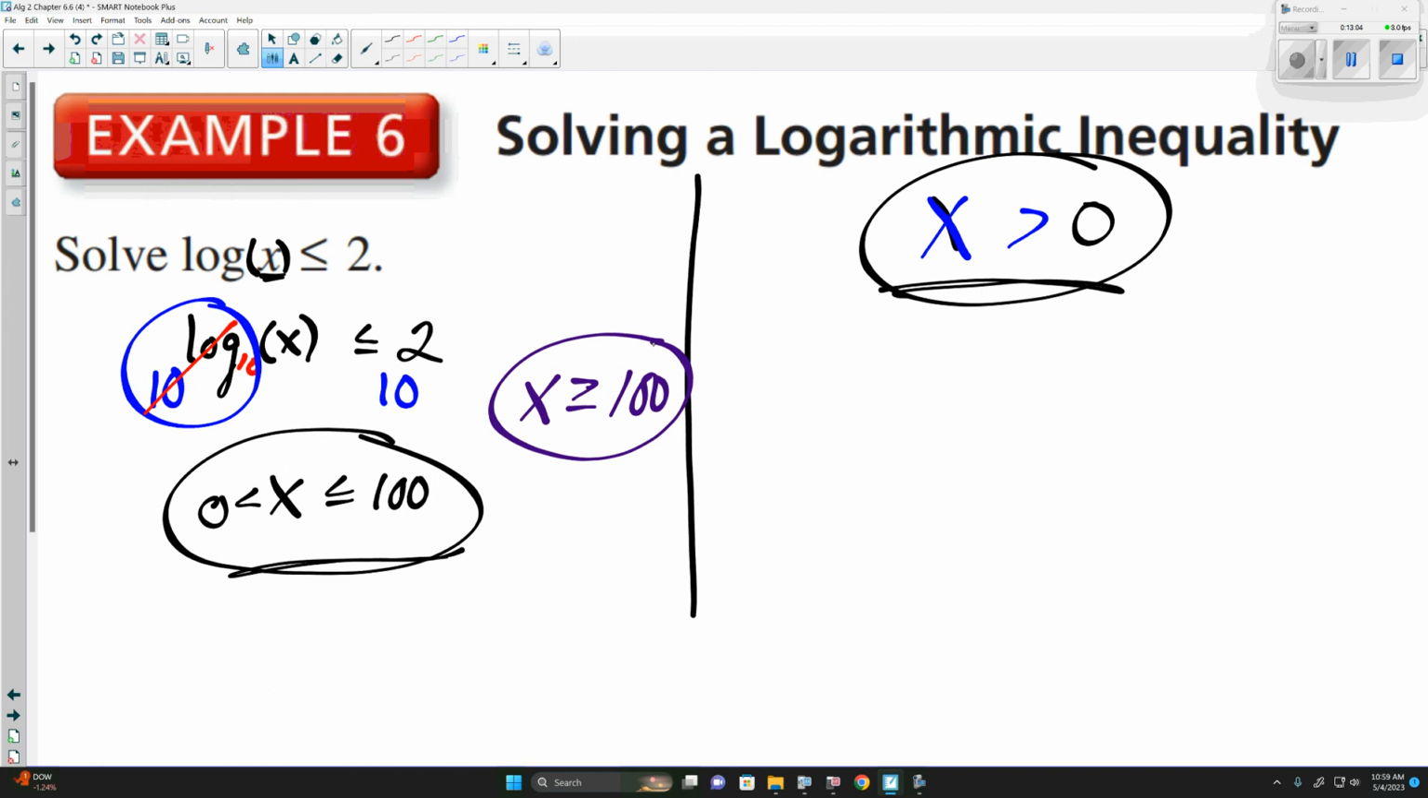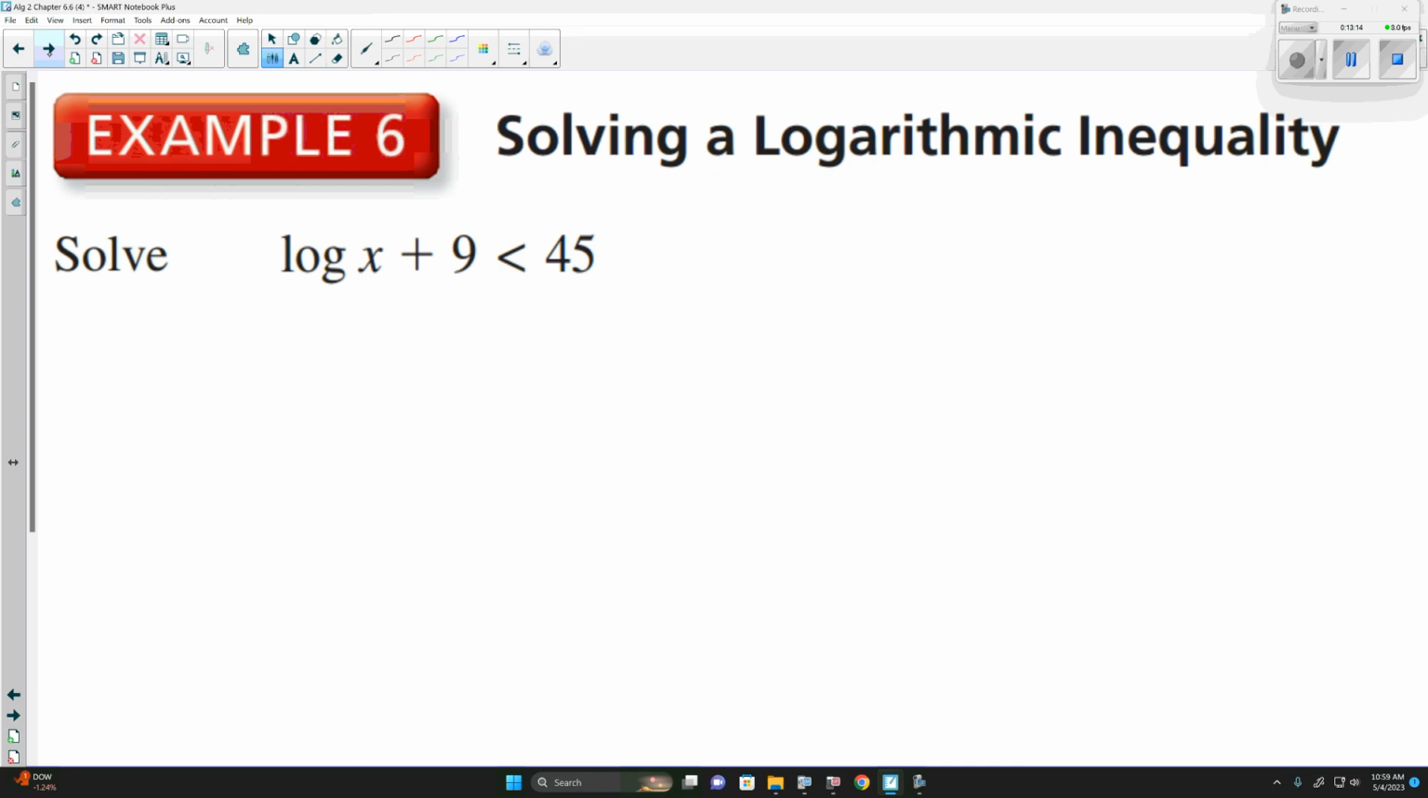So with a lot of these here with logarithms, it's good to start out with the restrictions, solve it, and then see if they're included. Because sometimes they will be, and sometimes they won't. Let's look at the next one. Log of x plus 9 is less than 45.